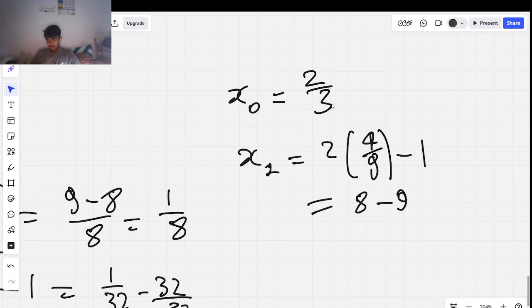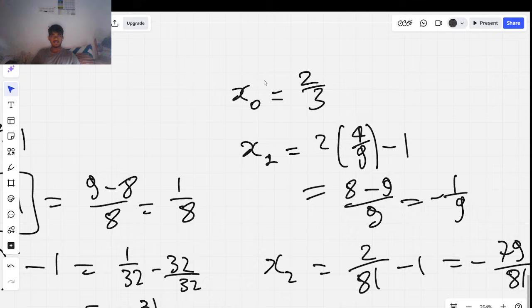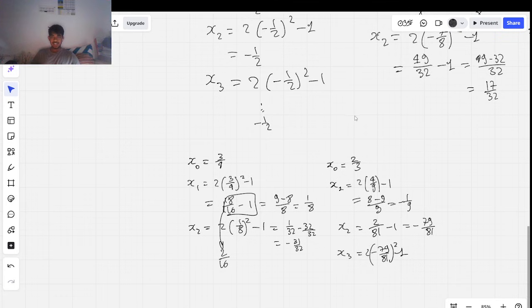So it would be 8 minus 9, so minus 1/9. And how do I know this is going to be periodic? Because this is going to be very long and not very helpful. Yeah, this is just very hard to work out. Perhaps I might need a hint.